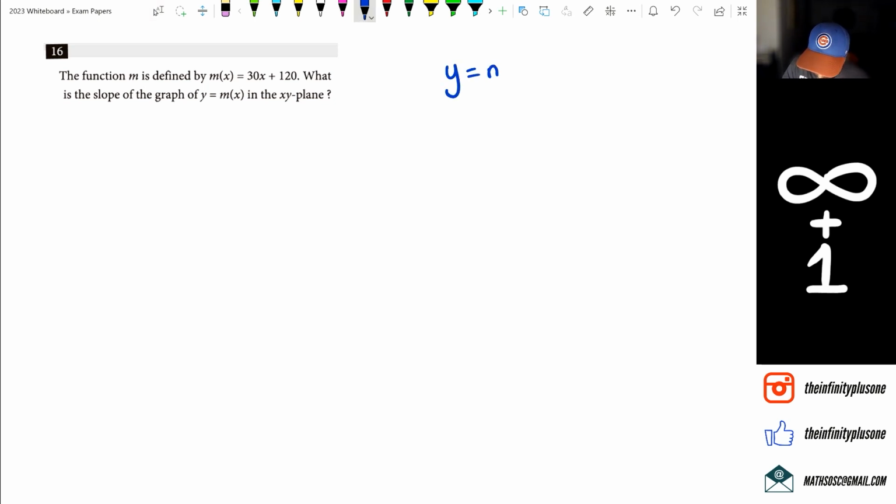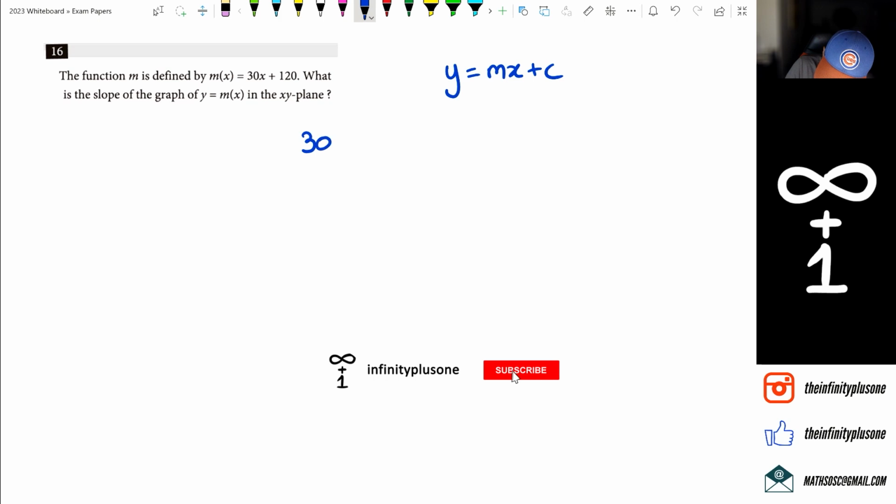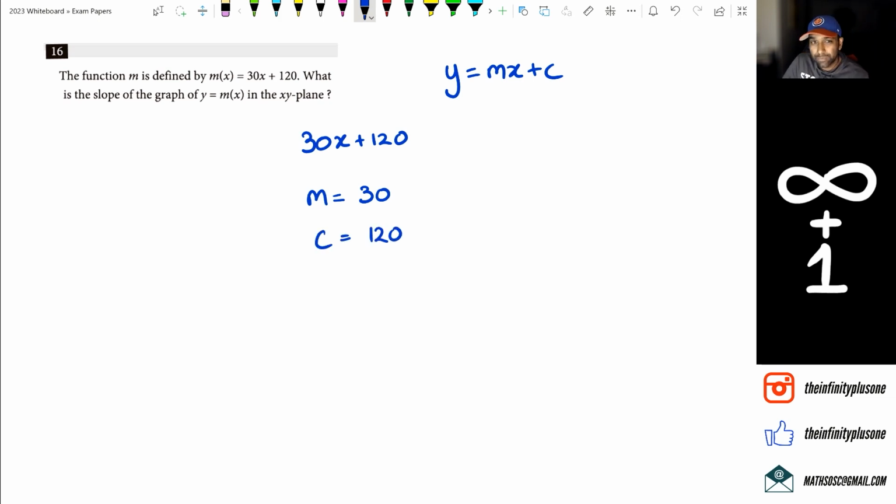We know that y is equal to mx plus c. I hope this is what they do up there. But basically, m generally stands for gradient, and I can see how this question can be so confusing when you see m of x. Let's ignore that. We've actually got 30x plus 120, which means that m, the gradient, is equal to 30, and c is equal to 120, which happens to be the y-intercept. So in this case, I guess you would write it down: slope is 30. That's what I would do.